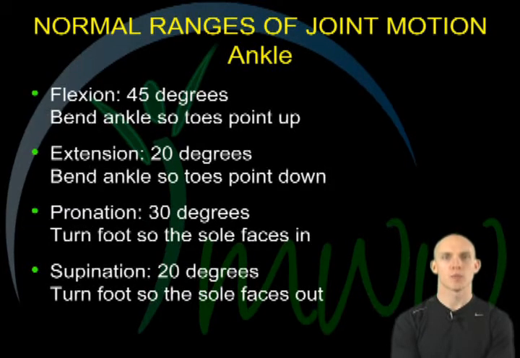Normal ranges of joint motion for the ankle. Flexion. Recommended movement is 45 degrees. Bend your ankle so your toes point up, bringing your toes closer to your ankle. Extension. Recommended movement is 20 degrees. Bend your ankle so your toes point downward.